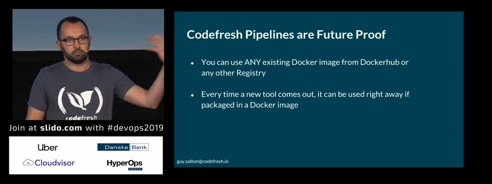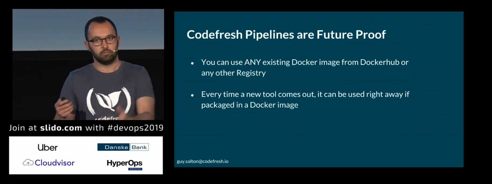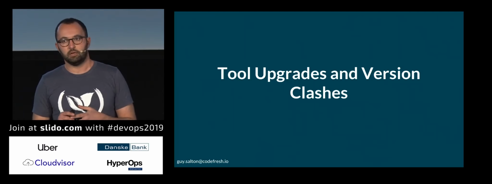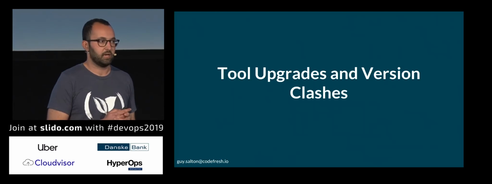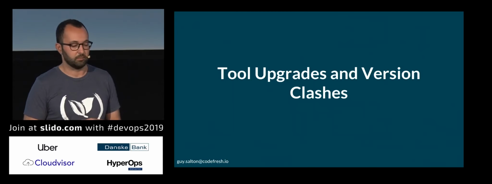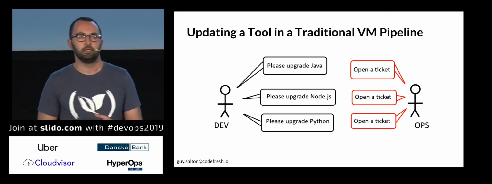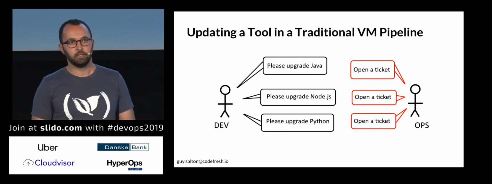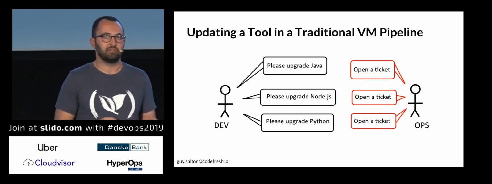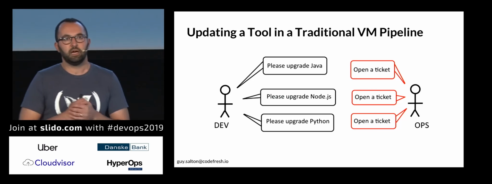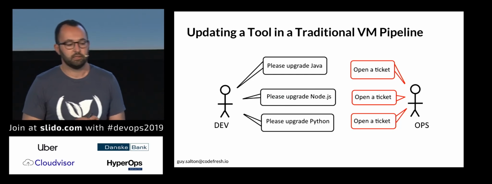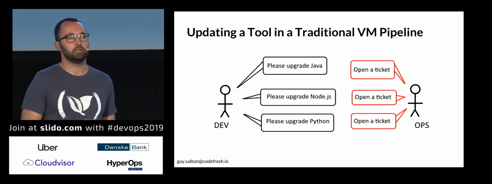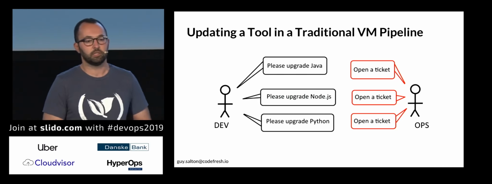You can automatically just find a Docker image that uses this tool and use it in your pipeline with no problem. So now let's see another classic problem of CI/CD platform with VM-based platform of upgrading a tool. So let's say I have my build node and it already has, let's say, Java 5 installed on. But now I created a new application that is using Java 9, and I want to use Java 9 in my pipeline. So for that, again, I'll need to open a ticket to my operator and say, hey, I want to upgrade to Java 9 because I need it for my new application.